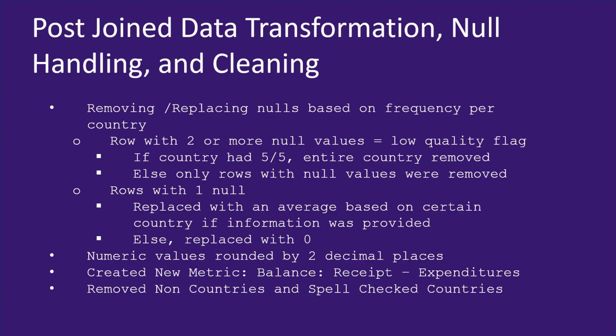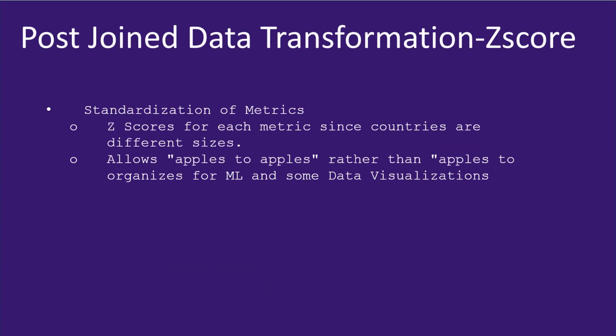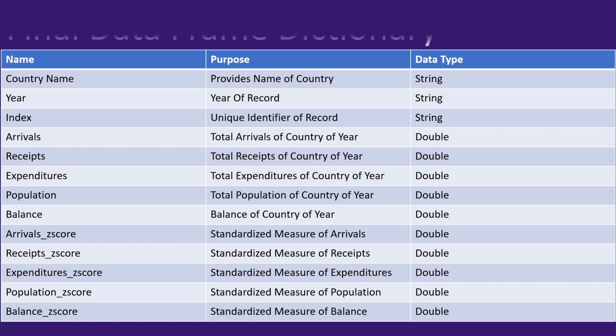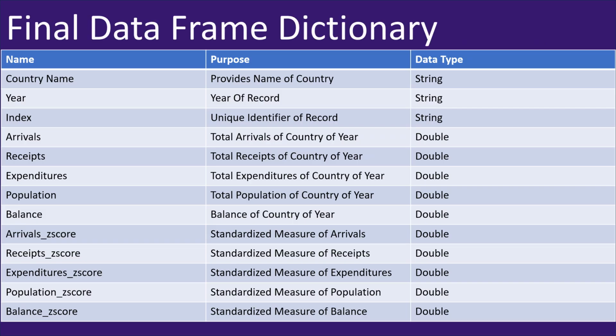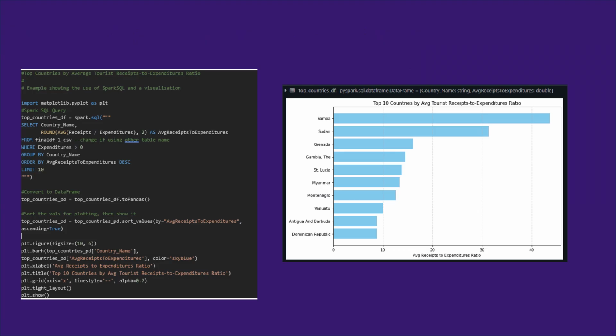and then finally we removed our non-countries and spell check countries. Once that cleaning was done, we decided to standardize our metrics by doing z-scores for every metric, allowing for ML models and data visualization to talk to each other in an apples-to-apples method. And this is our final dictionary, looking at the country name, year, index, arrivals, receipts, expenditures, population, balance, and then finally the z-scores of all of those measures.